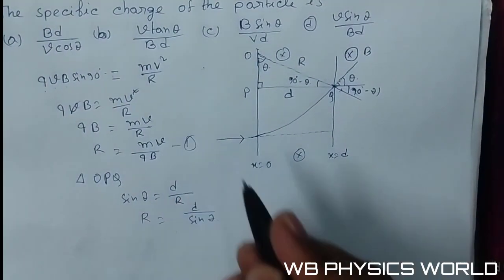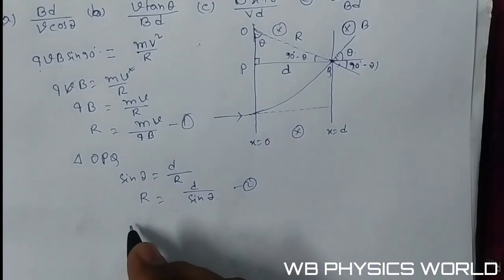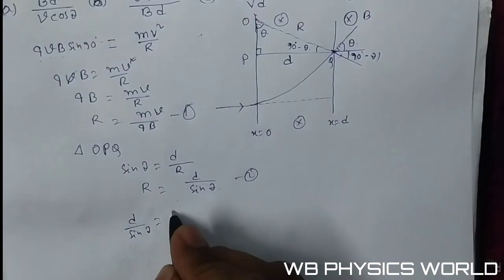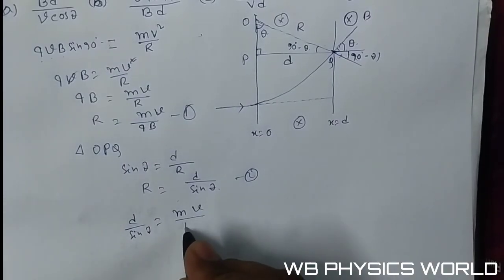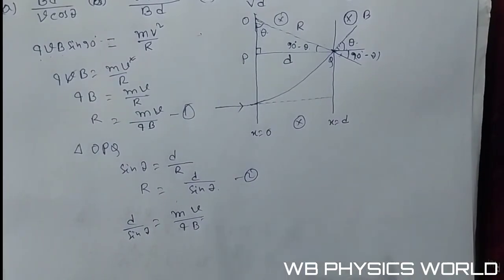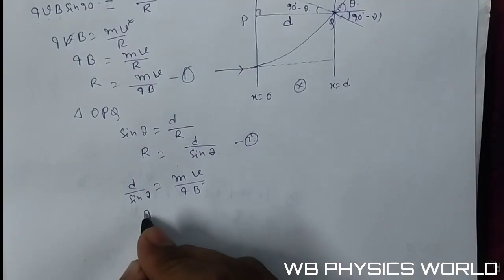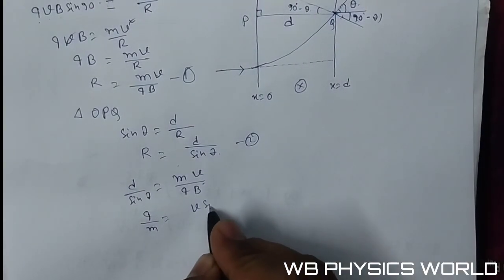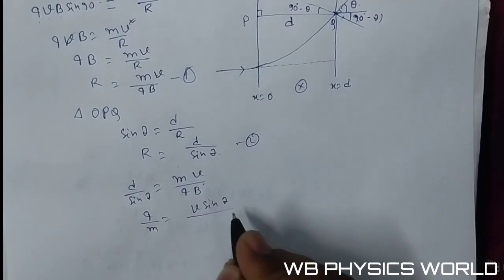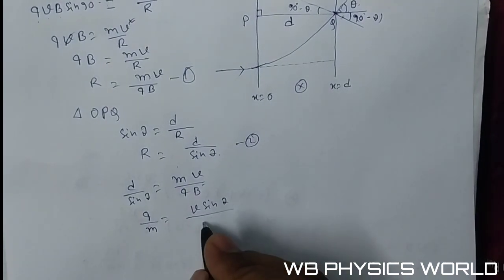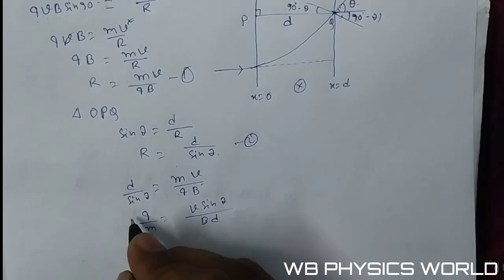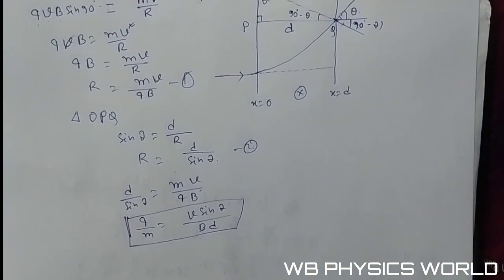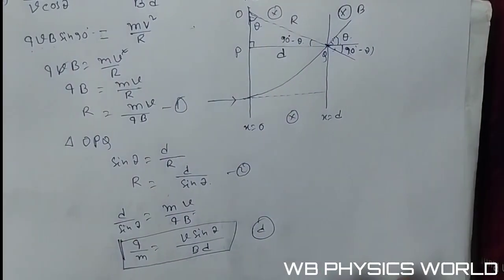So from equation 1 and equation 2, d by sin theta equal to m v by q B, and now the specific charge, that is q by m, is equal to v sin theta by B d. So option D is correct.